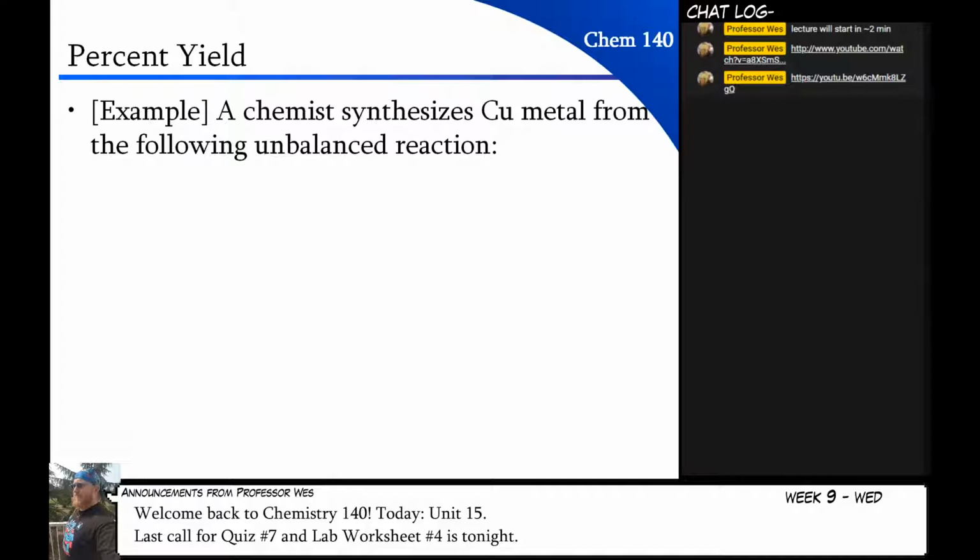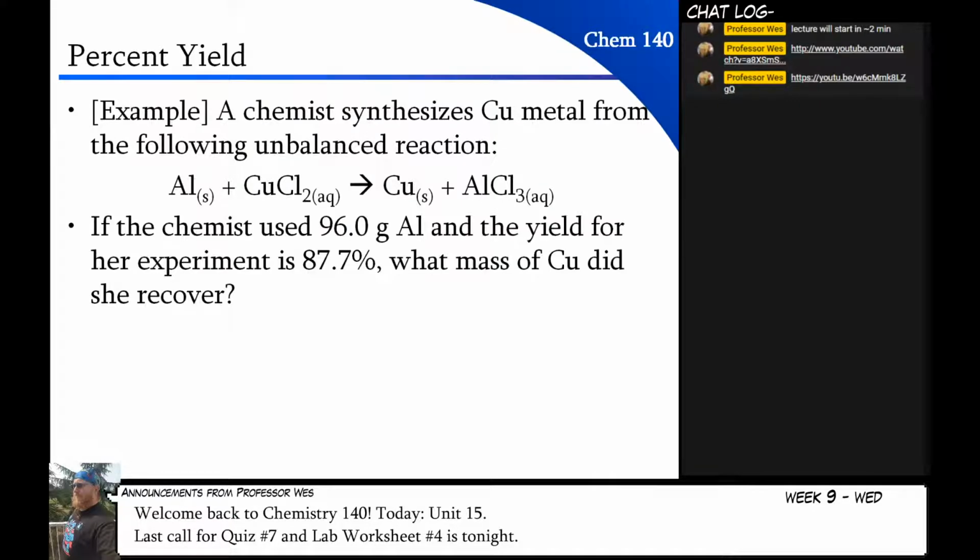All right. Let's do another one. We're going to synthesize copper from this reaction. Now, I haven't balanced it. We're going to have to balance it first. Now, the chemist used 96 grams of aluminum. When her experiment was done, she obtained 87.7% yield. How much copper was recovered?